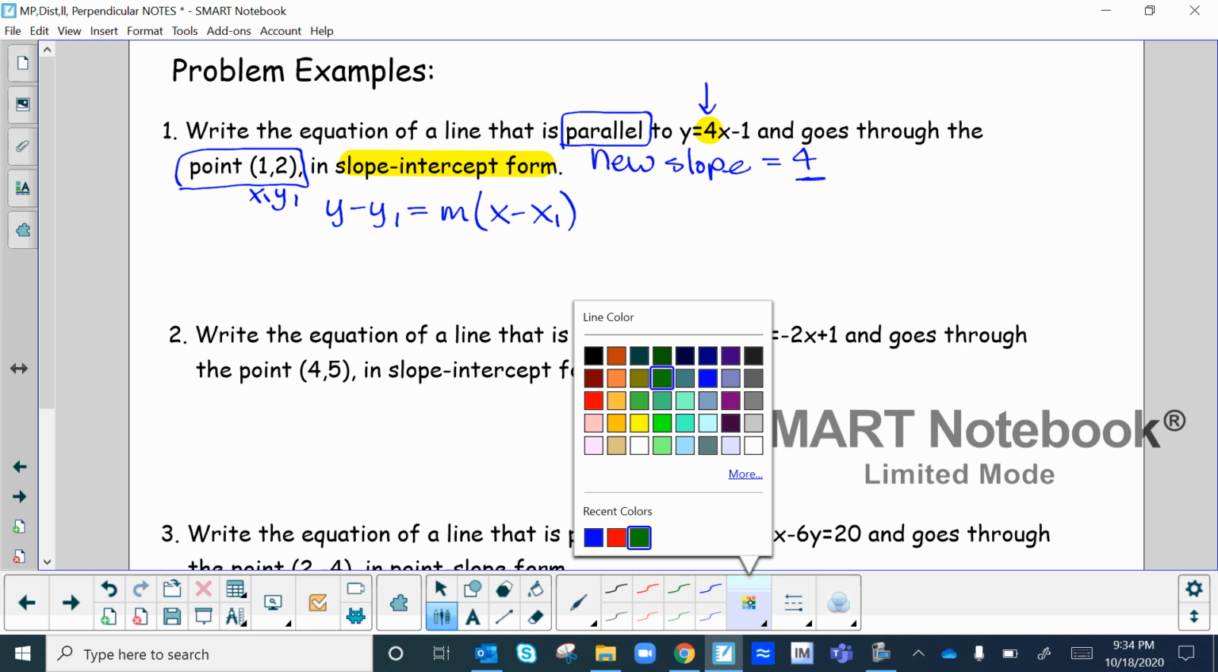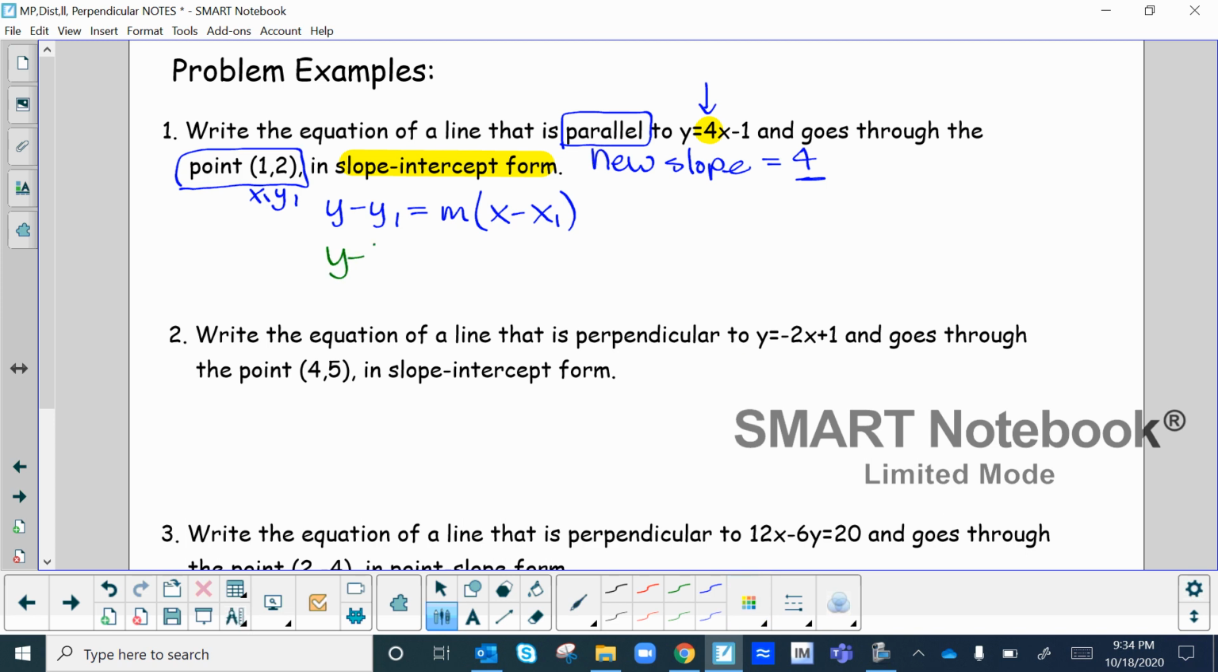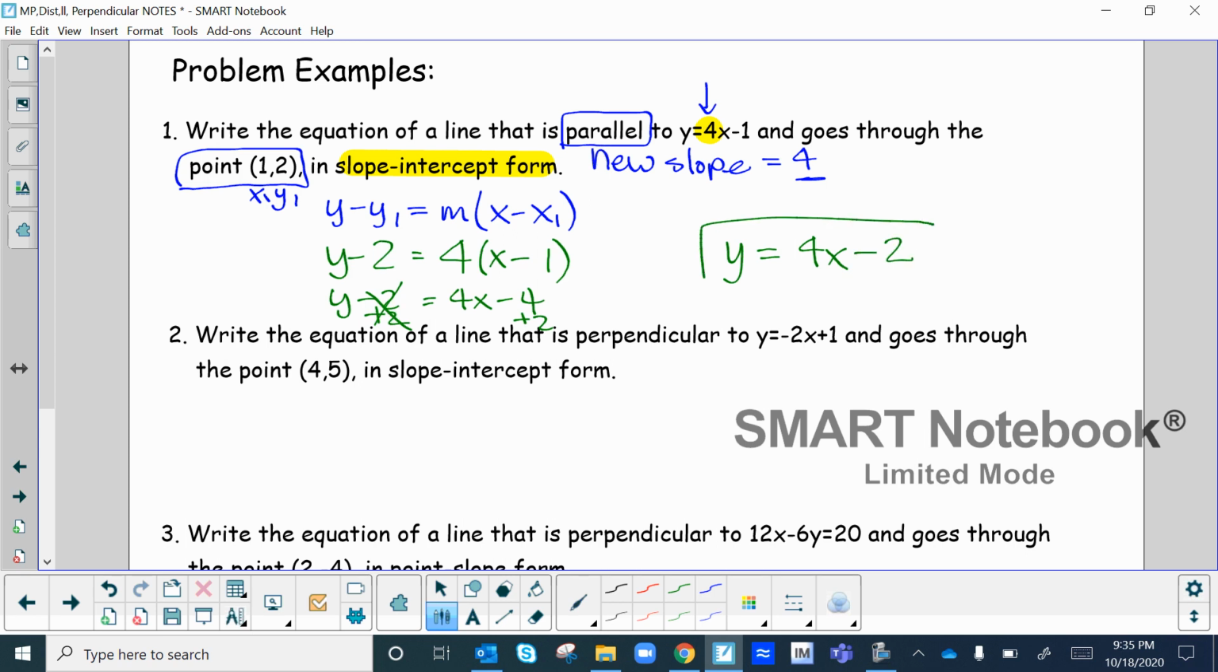So here we go. y minus, what's y1? 2. m is 4 because we want the slope to be the same as the other one. And then we have x minus 1 because there's my x1 over here. All right, now we need to write it in slope-intercept form because this is not, so we'll have to do the distributive property here. So we have y minus 2 equals 4x minus 4. And then now all we have to do is add 2 to get rid of that. So our final answer is y equals 4x minus 2.